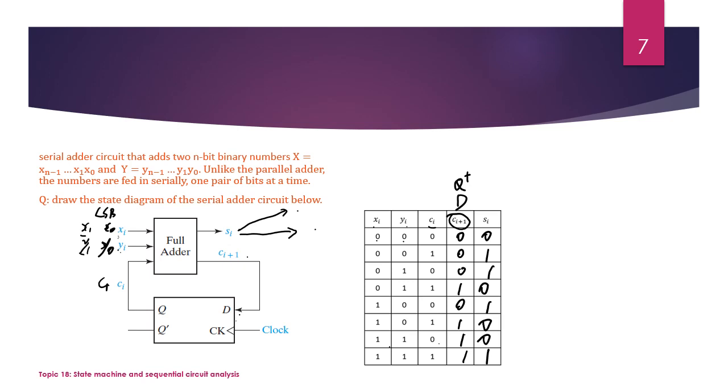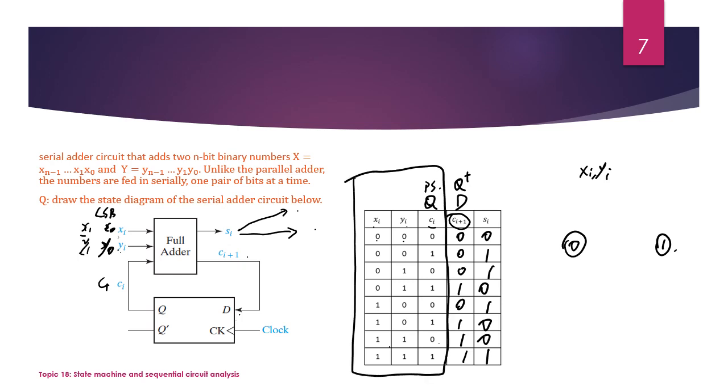So how many states do we have here? We have one flip-flop, so we only have two states, 0 and 1. And how do they make transitions? We have two control inputs, xi, yi. Ci is actually the Q output, the present state, so it's used as input. So this part is the input, and this part is the output. The input is xi, yi, and we have an asynchronous output si.